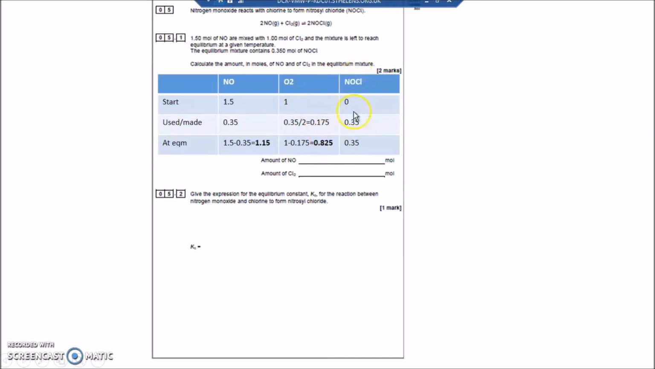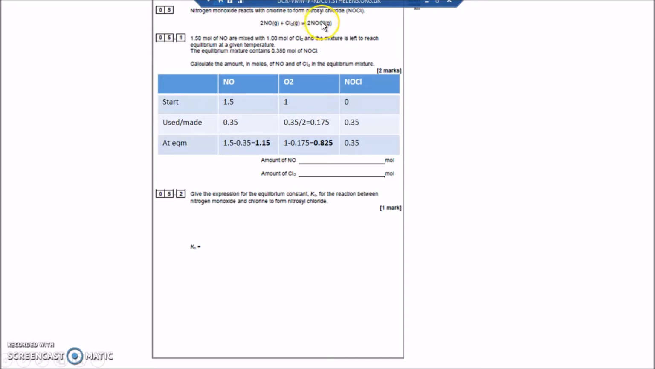NOCl, well, I just made 0.35 moles of that, and it's not asking me that in the question because I just made that. So amounts of NO 1.15, amounts of Cl2 0.825. There are your answers. Give the expression for Kc.